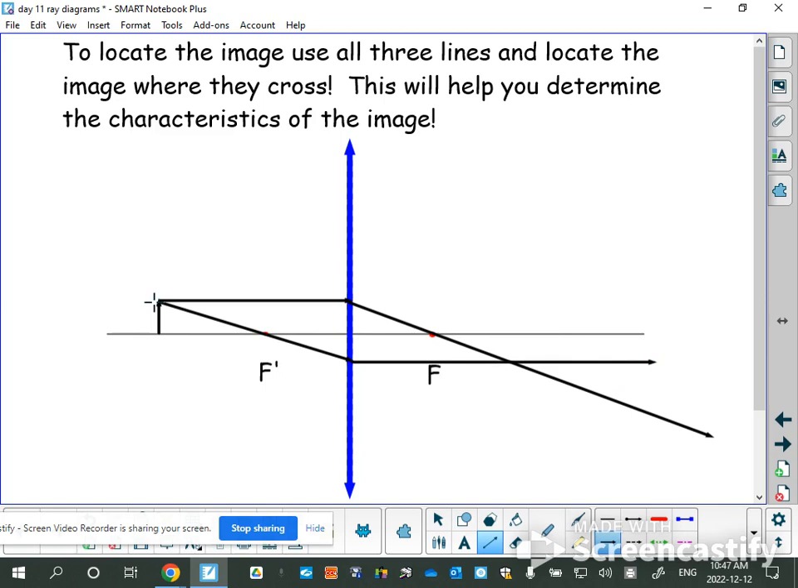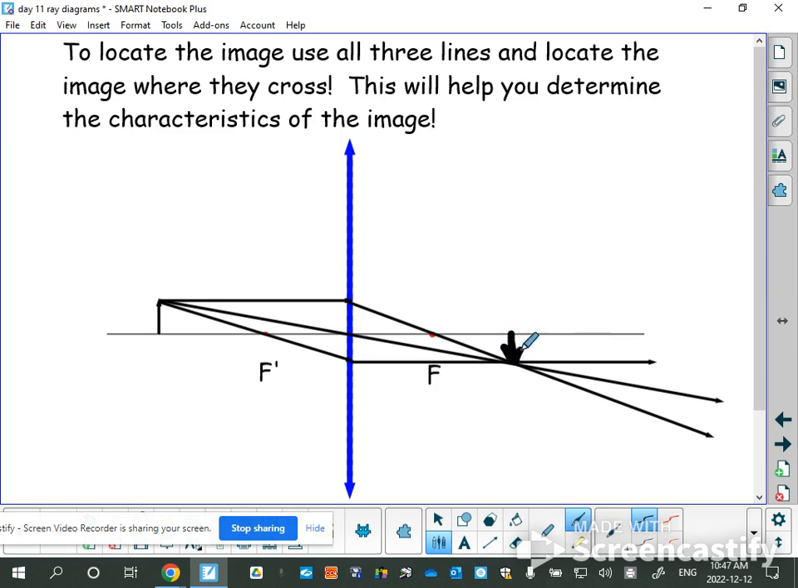axis. Third rule: top of the object, straight through the very center, the optical center of the lens, where the crosshairs happen. You'll see the 3 lines now cross. That's very nice. I can now draw in my image. Always draw your image in, right?